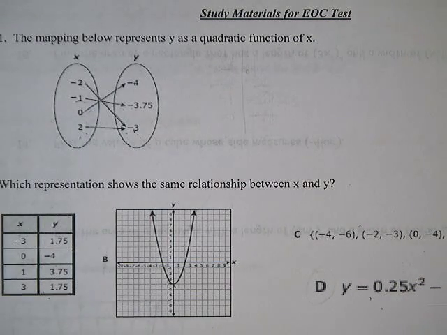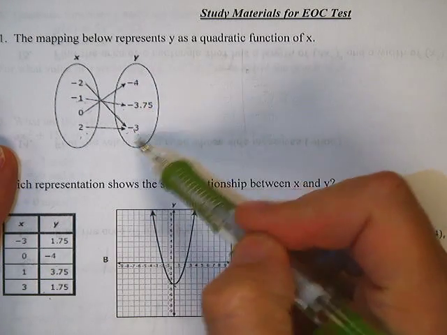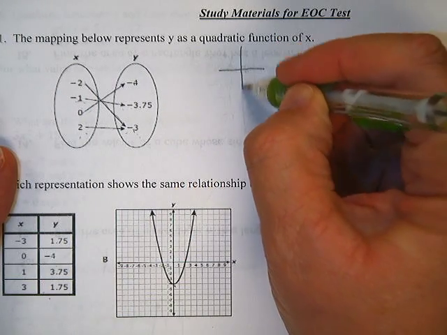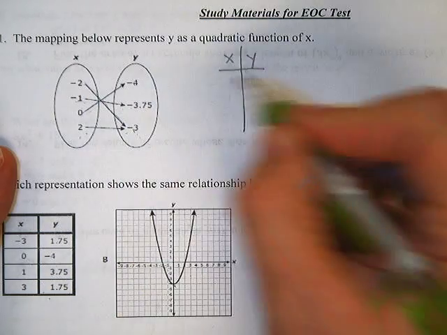The mapping below represents y as a quadratic function of x. And so we've got our x values here and our y values here. So let's make a table, because we can see a better picture with the table than we can with the mapping.